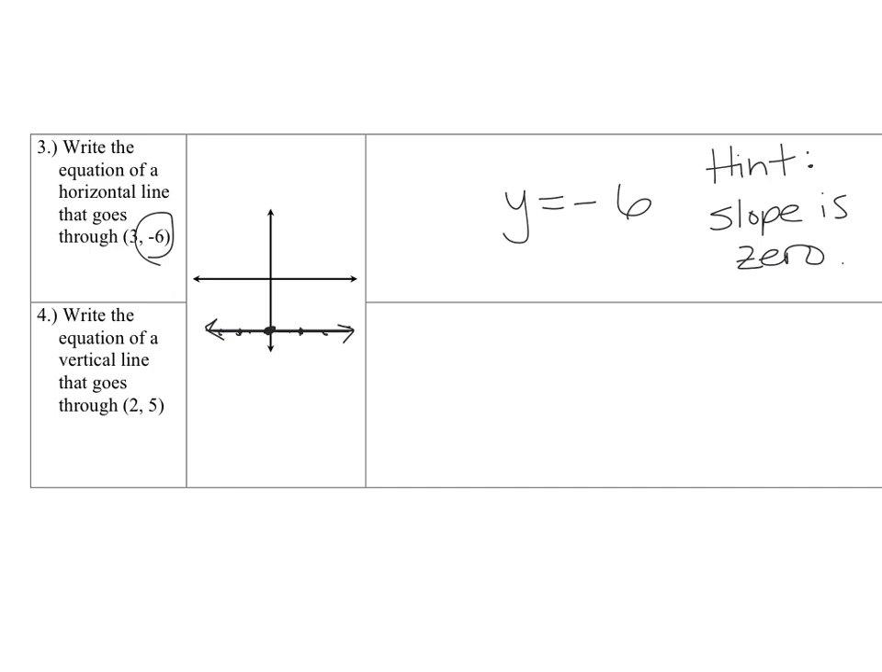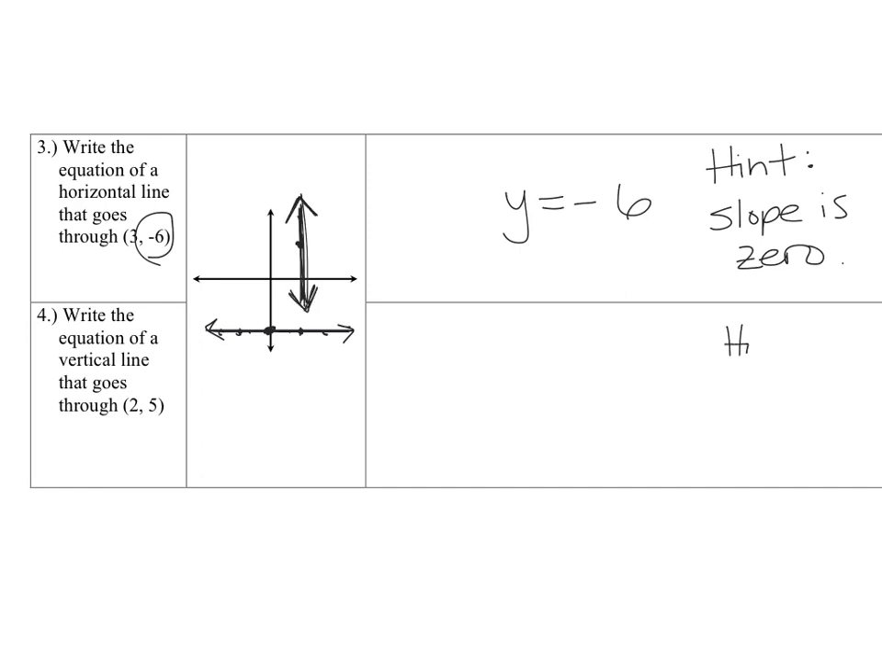So now number 4, write an equation of a vertical line that goes through (2, 5). Well, (2, 5), let's just sketch it. I would go to the right 2 and up 5. So let's say that's about here. And now it's a vertical line, right? So the vertical line has an undefined slope.